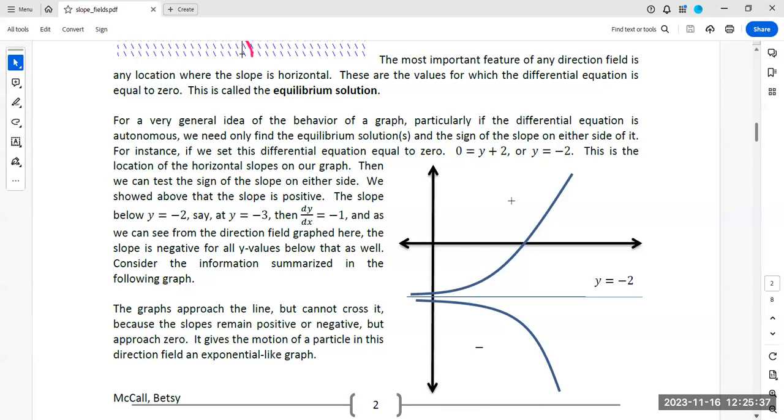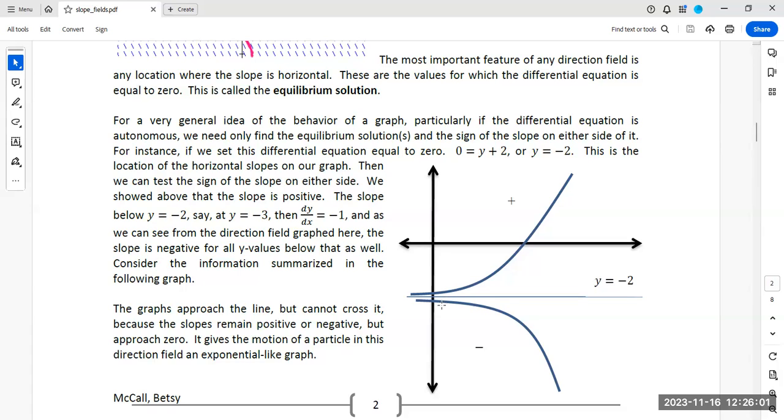So for our example, we would set the derivative dy/dx equal to 0, and we would have 0 is equal to y plus 2. And that would give us the equilibrium at y equals -2. And so that's a horizontal trajectory. If you start there, you stay there because the slope is 0.